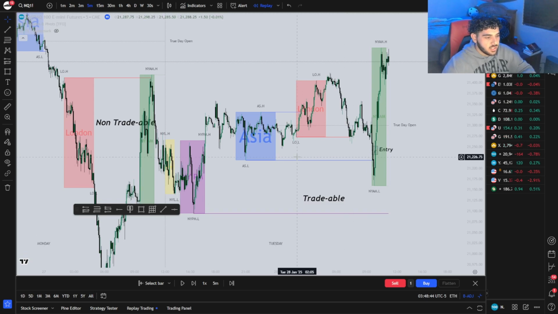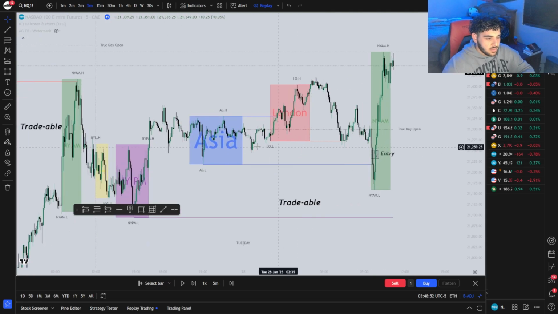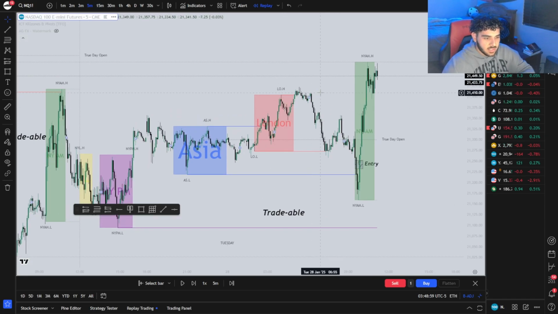We have clear targets, and liquidity is one-sided. So these are the three main things that I'm going to point out. Asia has been swept. We have London highs up here. It's not exactly London's highs, but it's right after, and that's just enough. It's very clear where price is going.